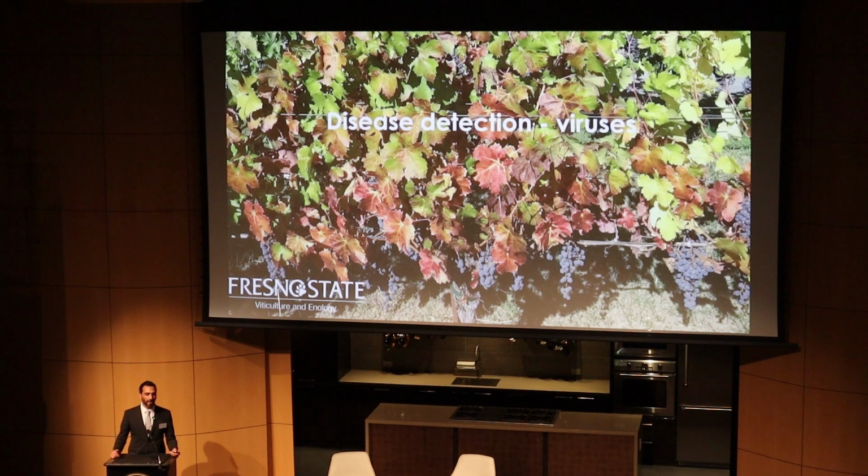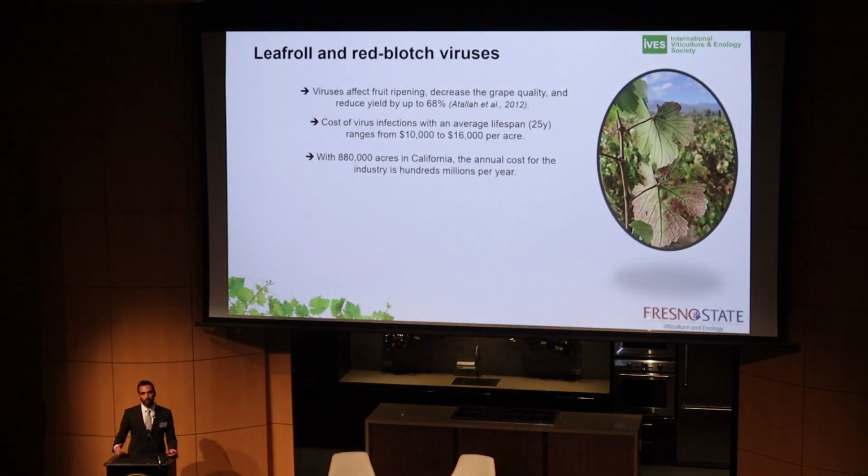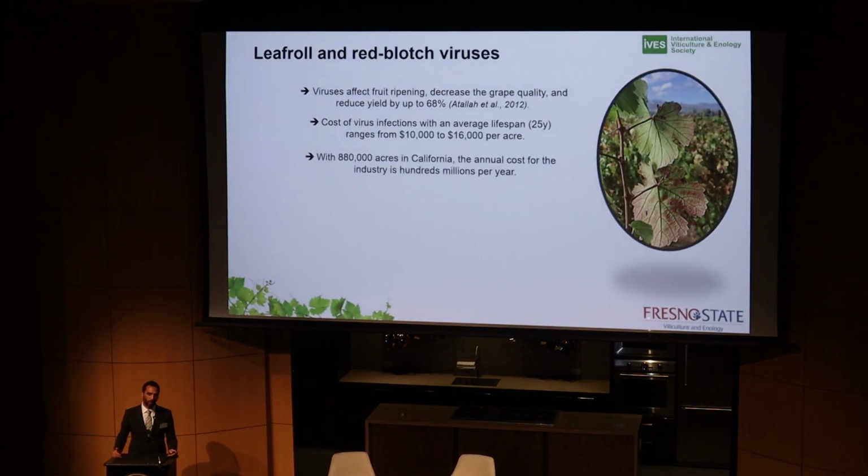So how can we detect viruses? Of course, we know that leaf roll and red blotch are among the most critical diseases in viticulture in California. It costs roughly hundreds of millions a year. The cost on an acre of vineyard over a 20-year lifespan is estimated to be between $10,000 and $16,000 per acre.